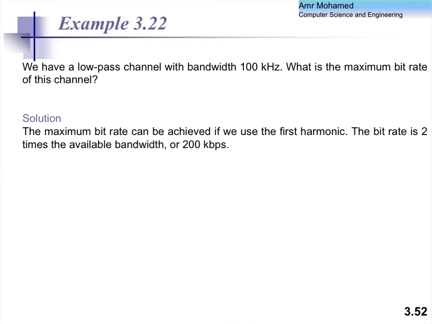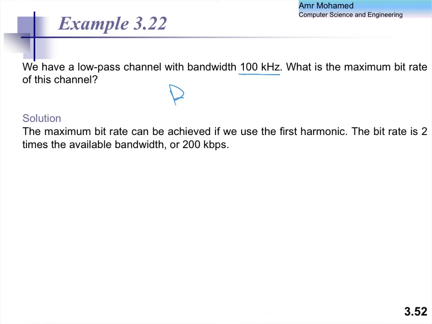Now this example shows the reverse. If we have a low pass channel with bandwidth 100 kilohertz, what is the maximum bit rate? When do we have the maximum bit rate, guys? When the approximation is what? Do I use 1 harmonic, or 2 harmonics, or 3 harmonics? The maximum is at 1 harmonic.